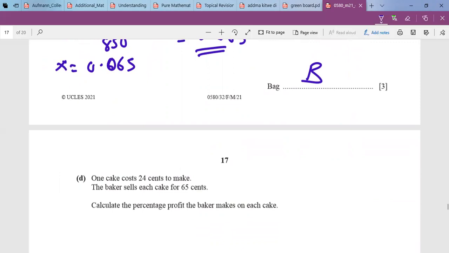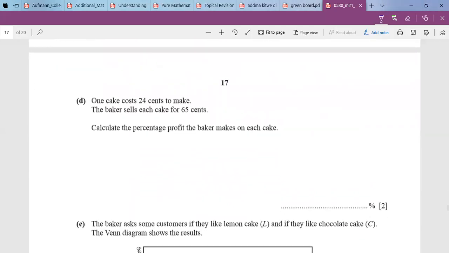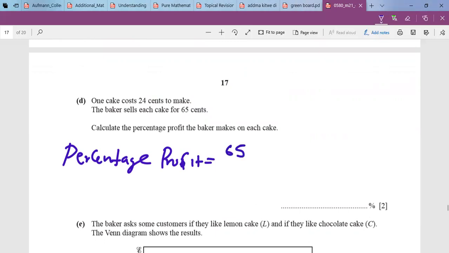1 cake will cost 24 cents to make. The baker sells each cake for 65 cents. Calculate the percentage profit the baker makes on each cake. So percentage profit is equal to 65, how much you are selling it, minus your cost, divided by the cost price, times 100.